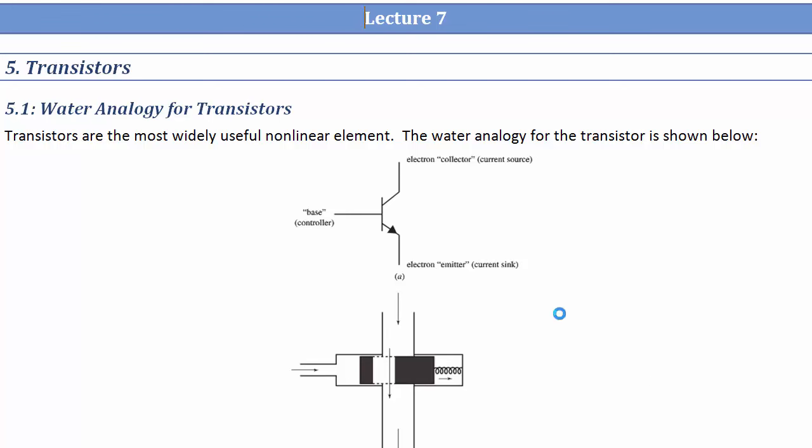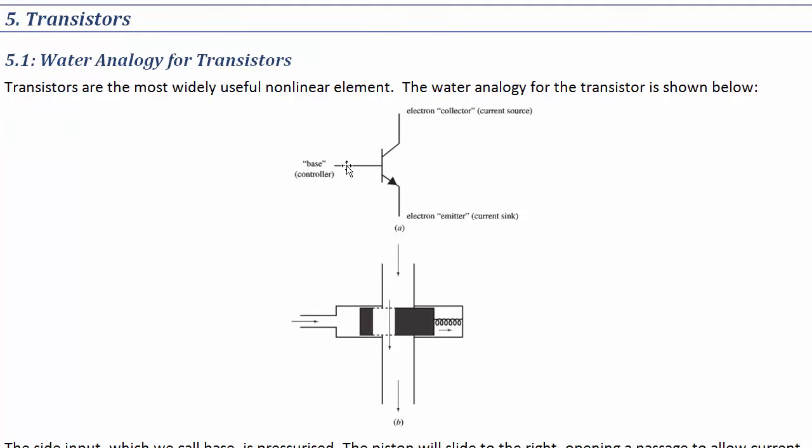Hello and welcome to EngPhys 3 BA3 Lecture 7, where we're going to be talking about transistors for the first time. Transistors are the first three terminal devices that we're getting to in this course.